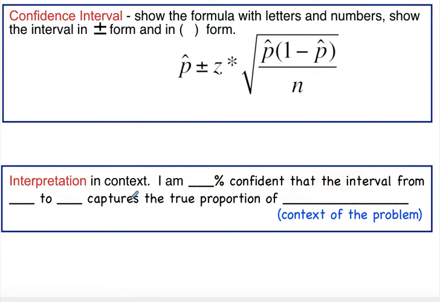And then you're going to have to be able to interpret what you just found. This is the same interpretation that we had in yesterday's notes. So you're going to just fill in the blanks. I am, let's say, 90% confident that the interval from, let's say, 0.25 to 0.32 captures the true proportion of people who, I don't know, say yes to a certain question, whatever it might be.